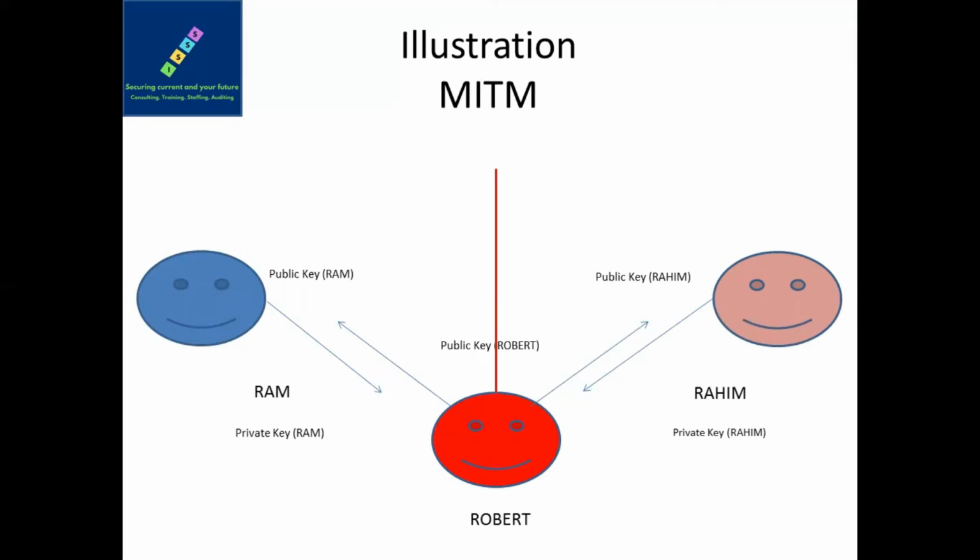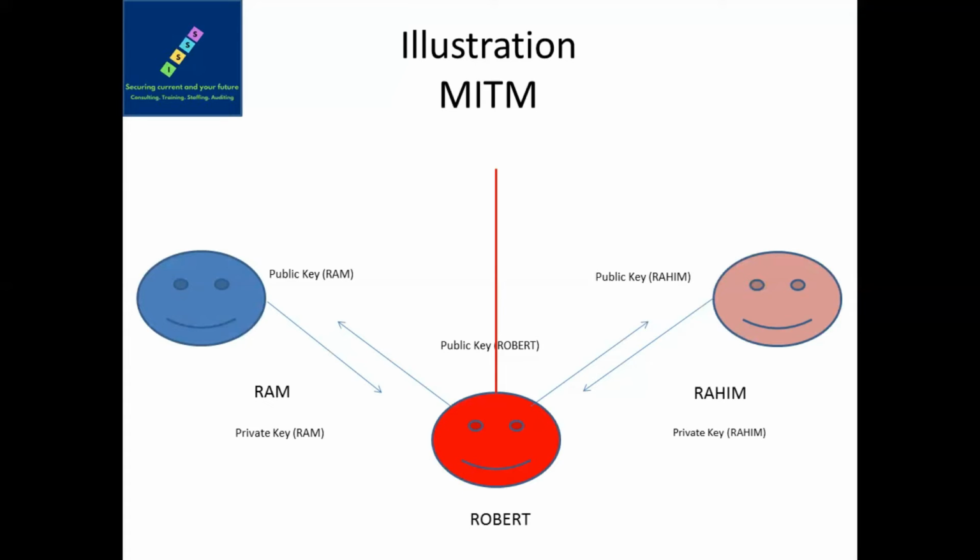Now, Robert will wait for the communication to get initiated between Ram and Rahim. When Ram is going to exchange his public key with Rahim, Robert will intercept that. And Robert will send his public key to Rahim, spoofing it as if it's from Ram. Similarly, when Rahim wants to exchange his public key with Ram, Robert will intercept this, spoof the identity as Rahim and send his public key to Ram.